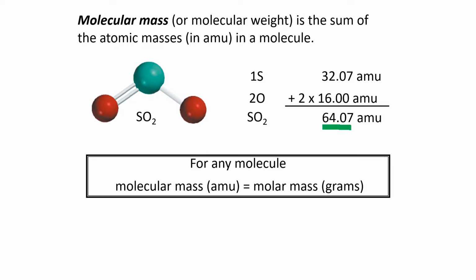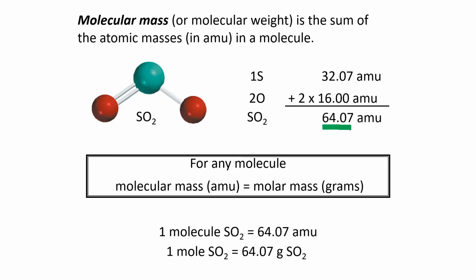Similarly, for any molecule, the molecular mass in AMU is equal to the molar mass in grams. So that means that 1 molecule of SO2 has an atomic mass of 64.07 AMU, and 1 mole of SO2 has a molar mass of 64.07 grams of SO2.